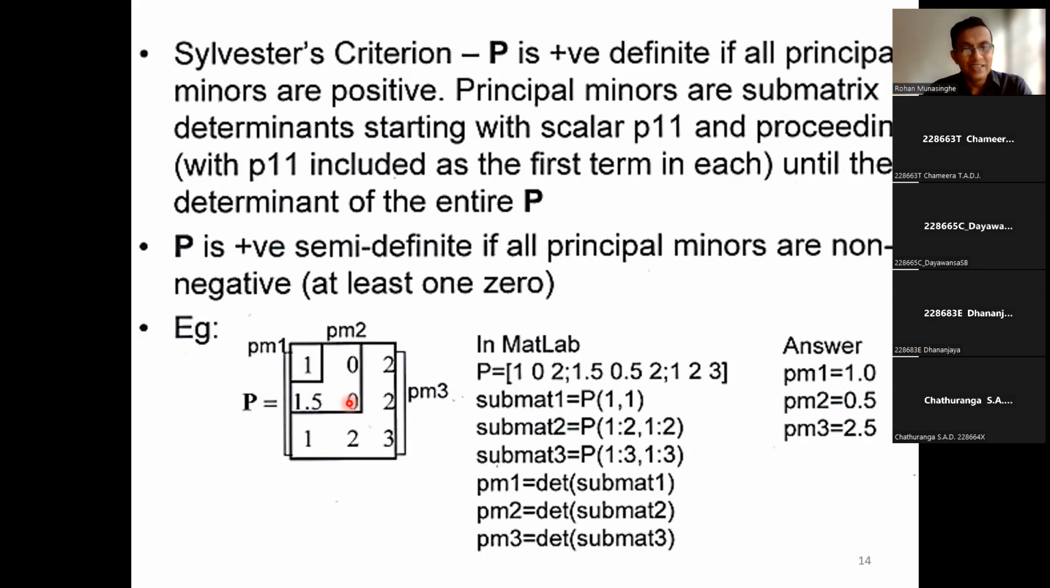The determinant of the first one is of course 1. The determinant of the second, a smaller matrix here, is 0.5, which is also positive. And finally, you get to the entire matrix, this 3 by 3 matrix, and get the submatrix determinant, which is 2.5, which is also positive. So if all of your principal minors are positive, the matrix is positive definite.